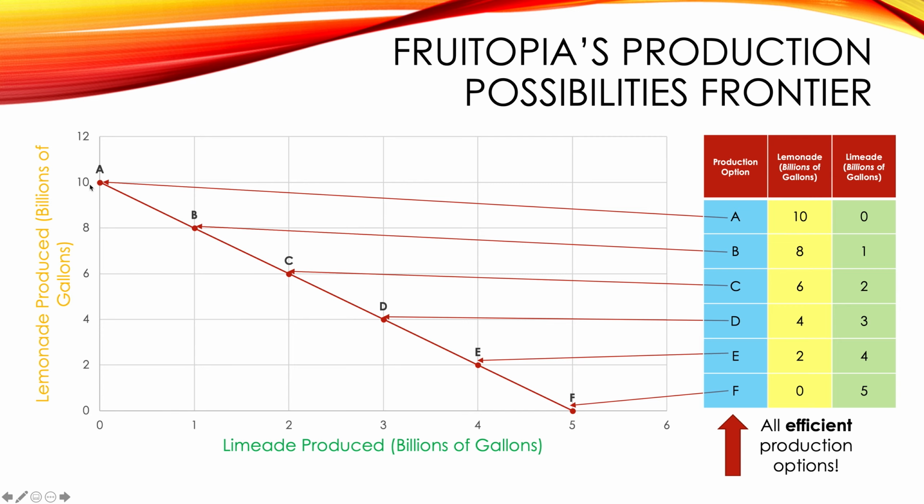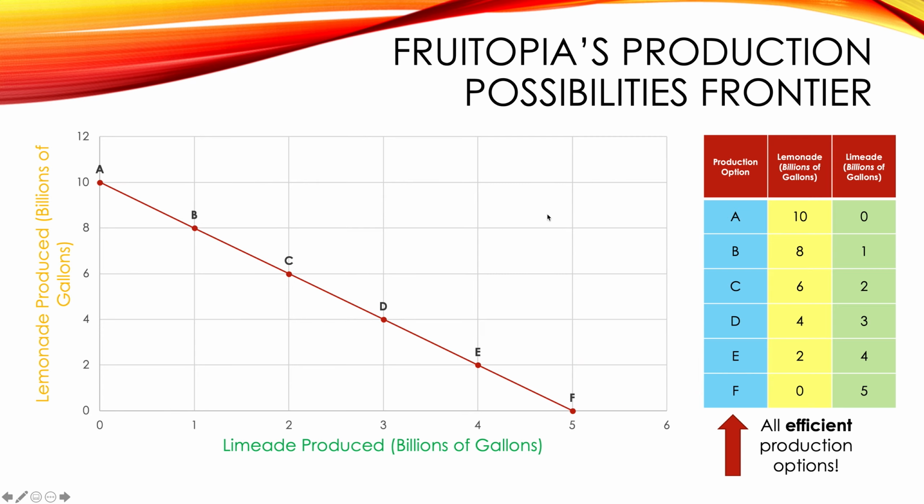At A, it's only lemonade. At F, it's only limeade. D, C, they're all efficient points. Any point, even if it's somewhere in between these two, is an efficient point of production. They're using all of their resources to the best of their potential. So that's really important to note. So we'll get rid of those.